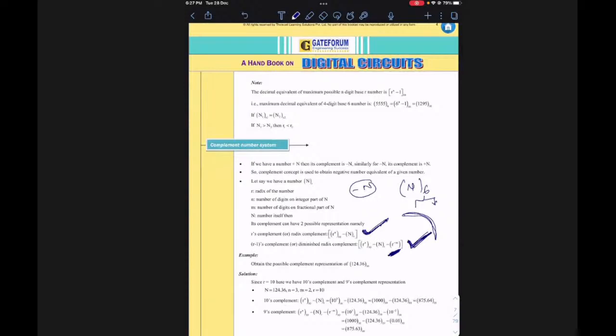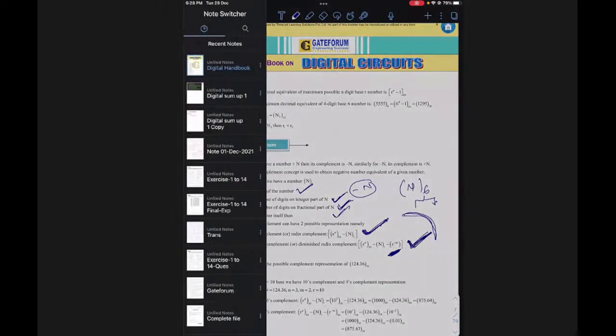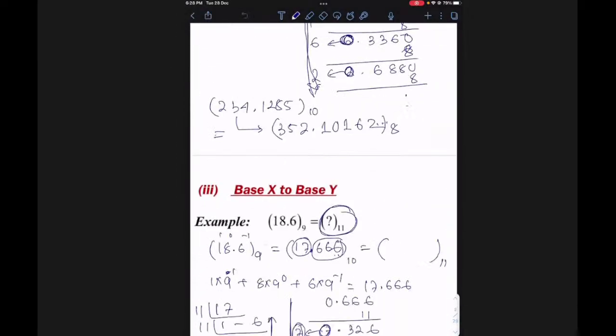But you should know what this symbolic notation is. What is the meaning of r, capital N, and small m? Here, r is the radix of the number, small n is the number of digits in the integer part of N, small m is the number of digits in the fractional part of N, and capital N is the number itself. So this is the meaning of the notations. You have to memorize this formula, and let us take some questions where we'll learn how to make use of it.